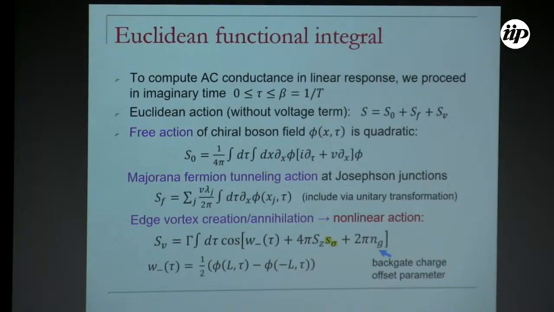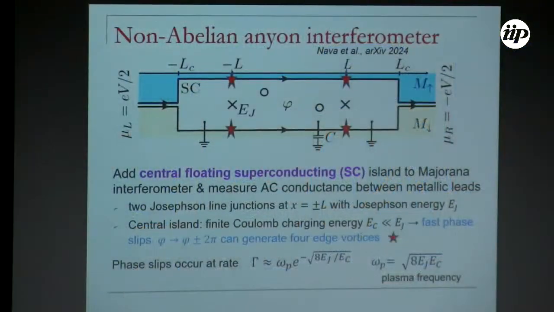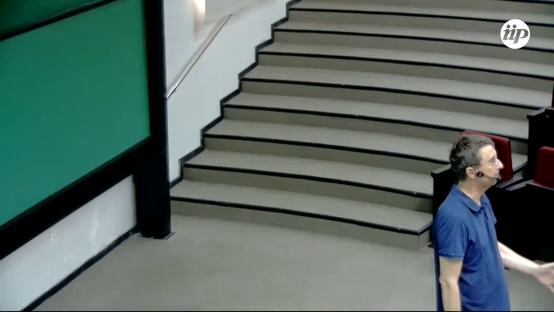I see. So is this gamma connected to any parameter in the setup? Oh yeah, I showed it. Here. So this is the phase slip rate. So basically, you can tune it by changing the EJ, the Josephson energy of these line junctions, and the Josephson energy of the line junction is basically related to how thick the barriers are.